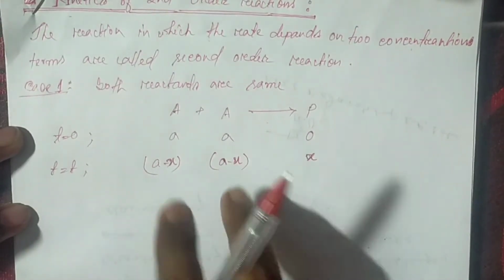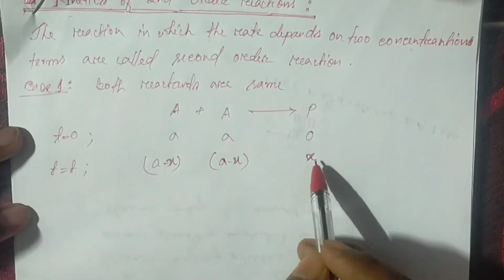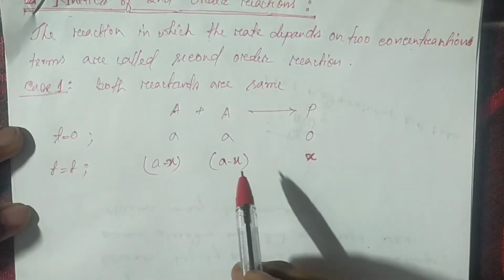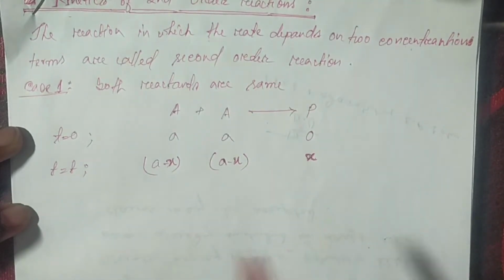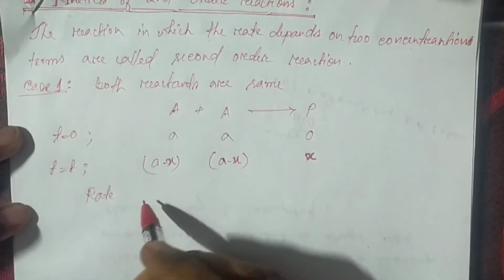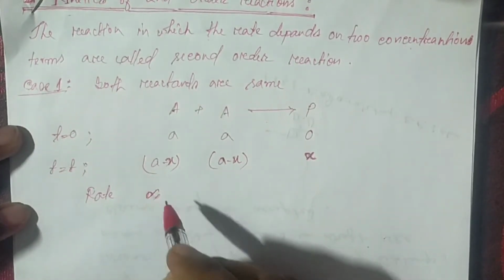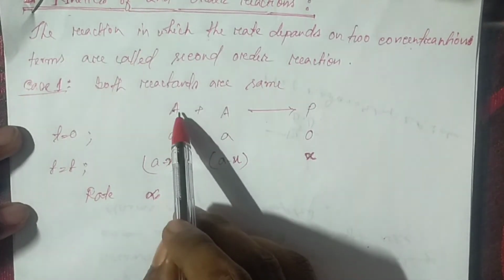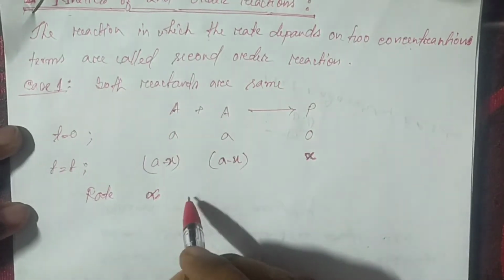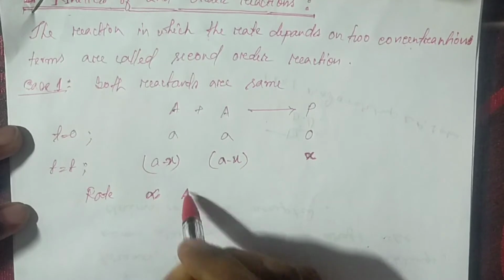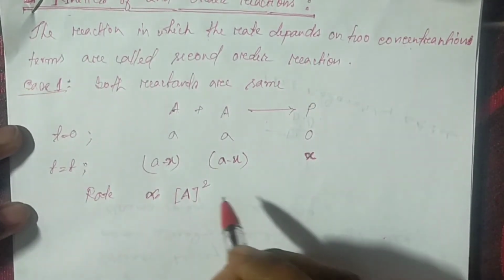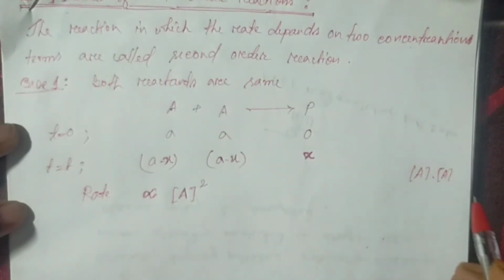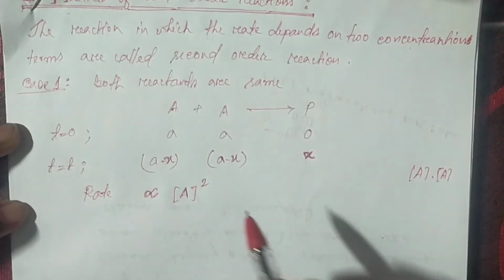We are adding these two reactants and they give a product, and at time t, x amount of product will be there. As it is a second order reaction, the rate will be proportional to the concentration of both reactants, this one and this one. So we write A into A, which is A square.